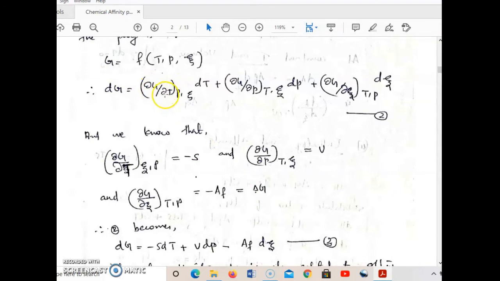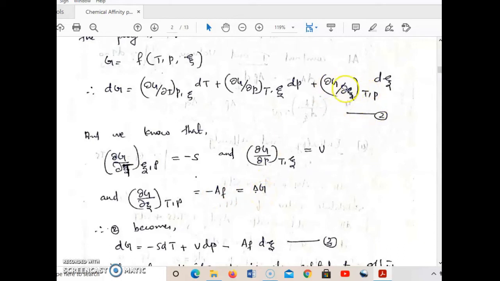So we have the same ∂G/∂T at constant pressure and extent of reaction θ, which is equal to minus S. So we can substitute minus S for this term. And ∂G/∂P at constant temperature and θ is equal to V, so we can substitute V here. And now we have ∂G/∂θ at constant temperature and pressure, which is nothing but minus AF or ΔG.